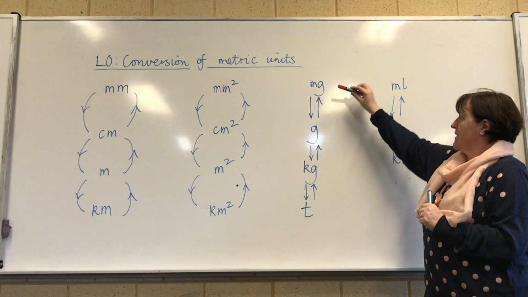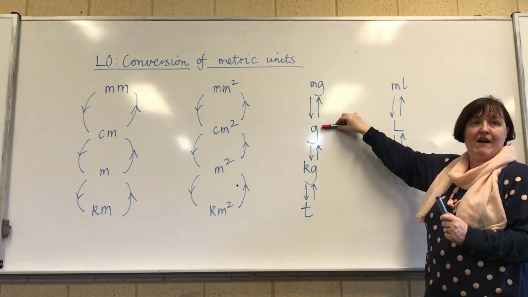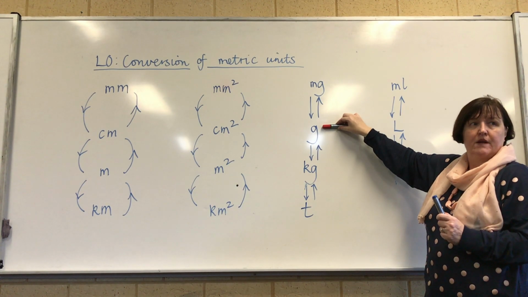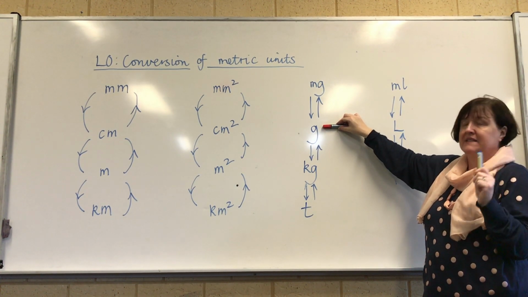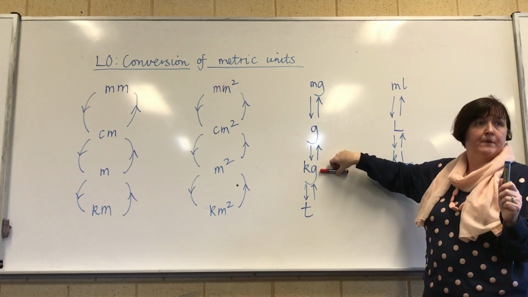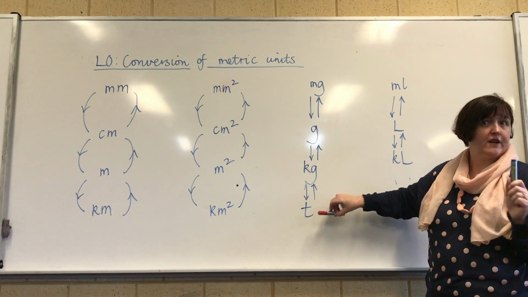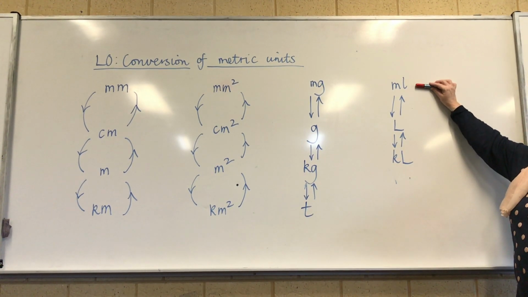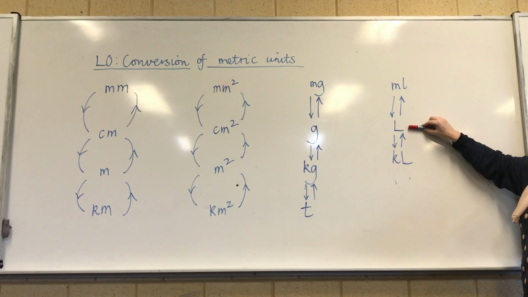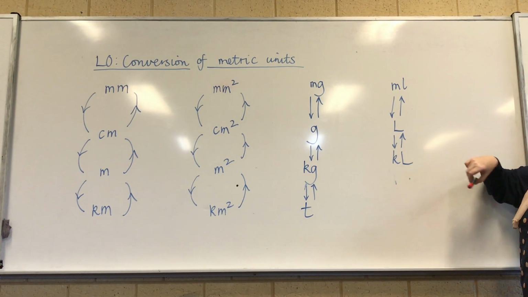Reason being, there are, listen, 1,000 milligrams in a gram. The word mille means 1,000 in Latin. There are 1,000 grams in a kilogram. There are 1,000 kilograms in a ton. Okay? There are 1,000 millilitres in a litre. And there are 1,000 litres in a kilolitre.